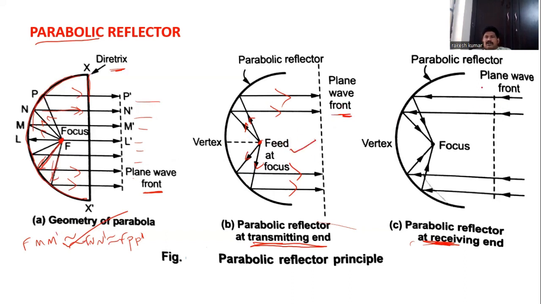What about the receiving antenna? Different rays come in like this and fall on the reflector. The reflector sends all of them to the focus point, which is connected to your TV or other equipment. So this is a receiving parabolic reflector antenna, and the other is a transmitting parabolic reflector antenna.